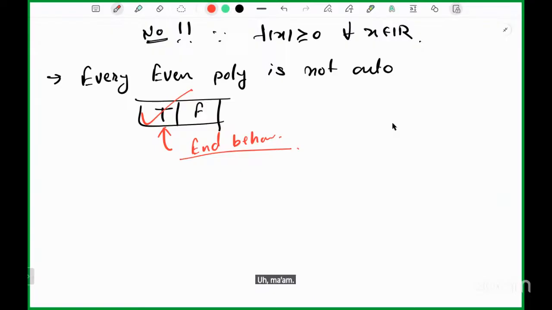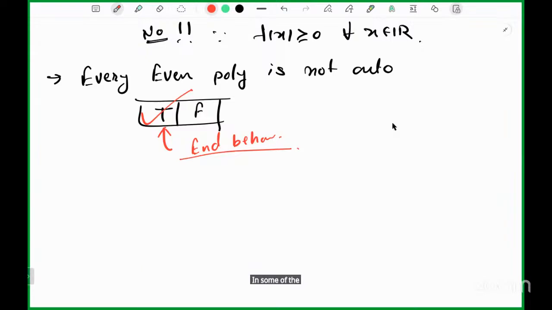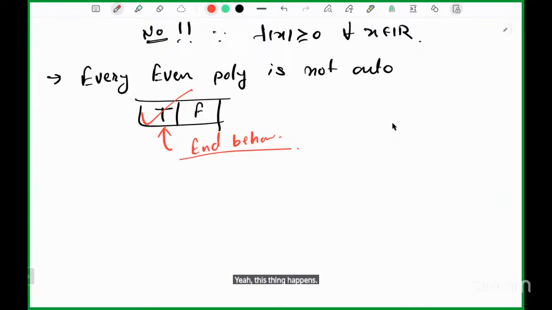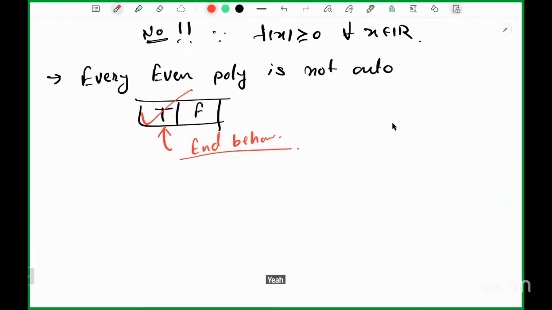Ma'am, just one more request. In any of the doubt sessions, if we ask questions from previous weeks, like I had a problem with injective and surjective, and I ask a question from week 1, some TAs say, oh, we are covering only this week, we'll discuss it later, but that later never happens. Whatever questions we ask, because we are finding it difficult or want more info, if something can be done about it.